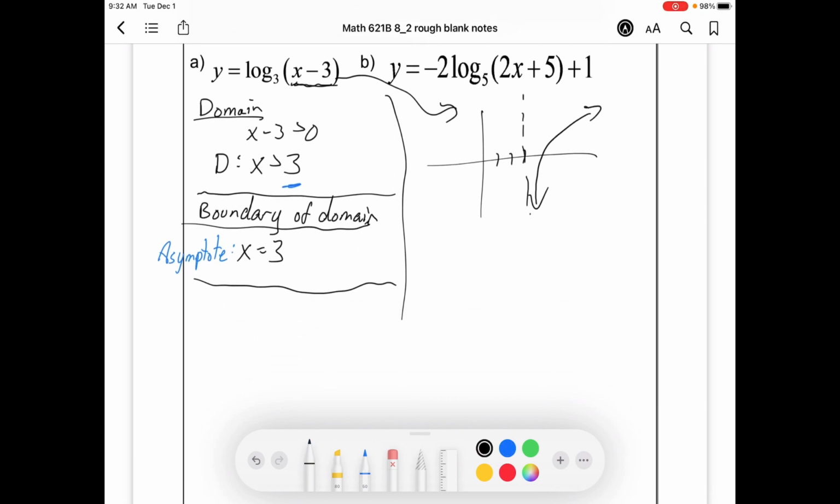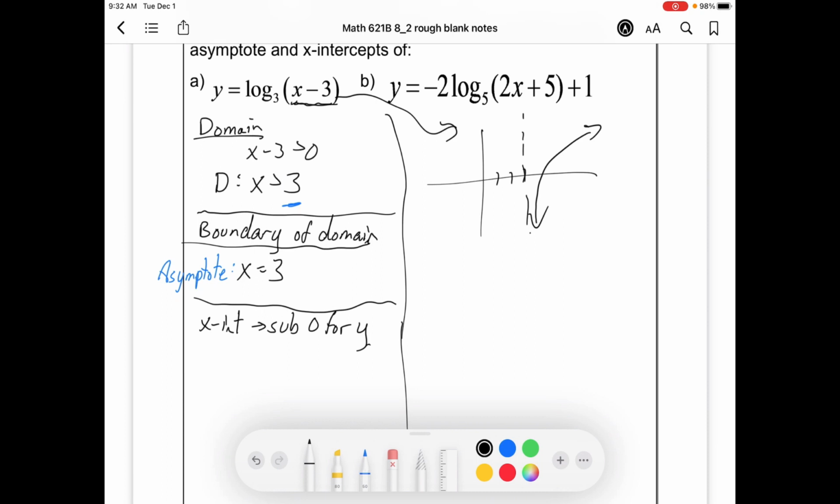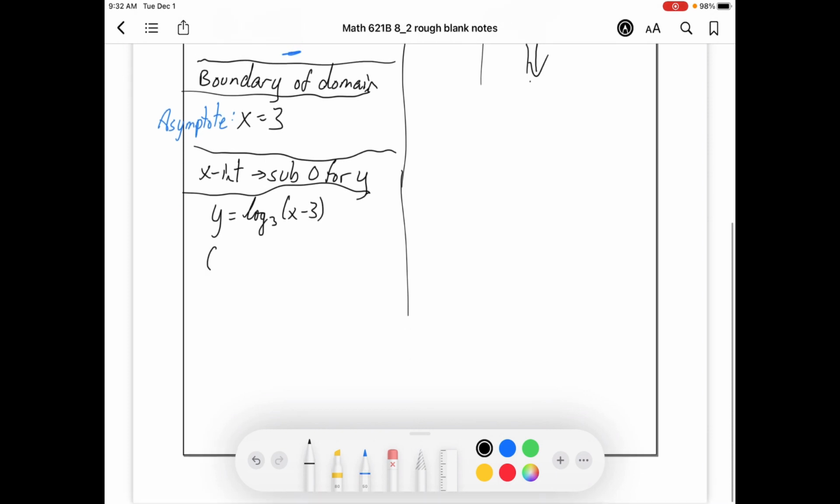Okay. Lastly, the x-intercept. So to find any x-intercept, we sub 0 for y. And in this one, it'll work out pretty nicely. In the next one, it may not. But we've got this equation up here, y equals log base 3 of x minus 3. If I put in 0 for y, I'm going to have 0 equals log base 3 of x minus 3.